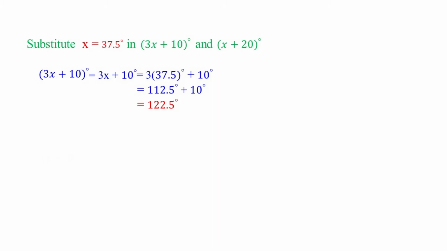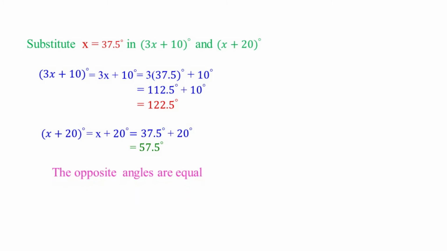Let us substitute the value for x in x + 20°. We substitute the value for x, 37.5° + 20°. On adding these two, 57.5°. This is the angle B. The opposite angles are equal. You know very well, as I have told you already. Therefore, angle A = angle C = 122.5° and also angle B = angle D = 57.5°.